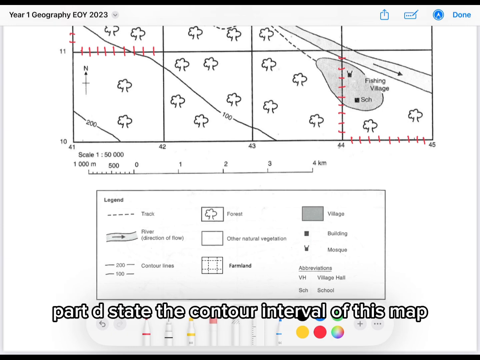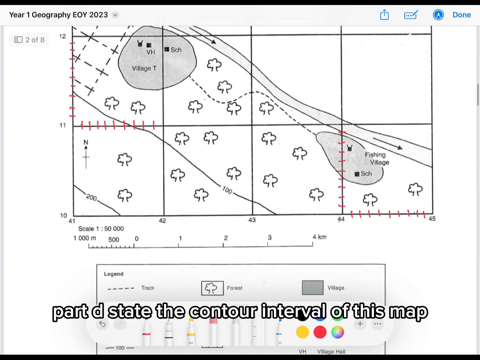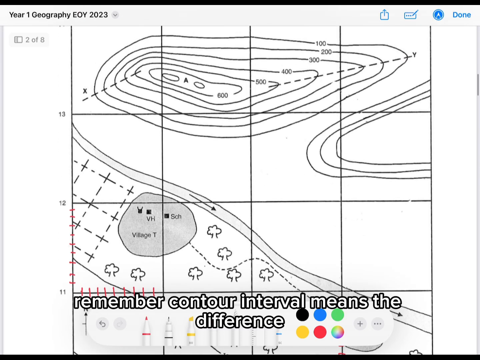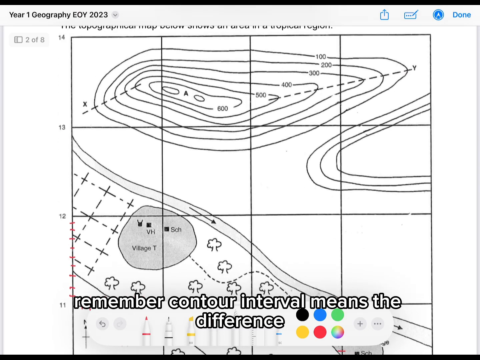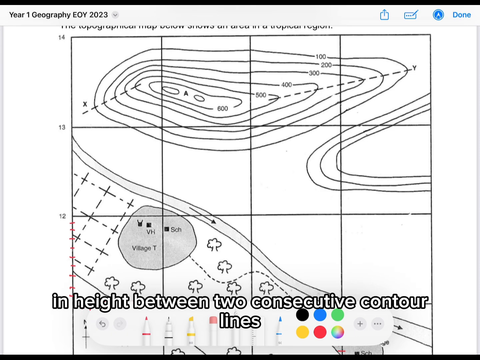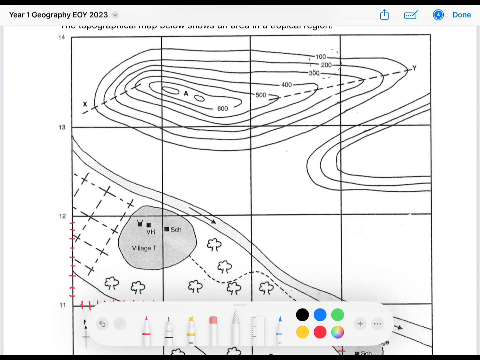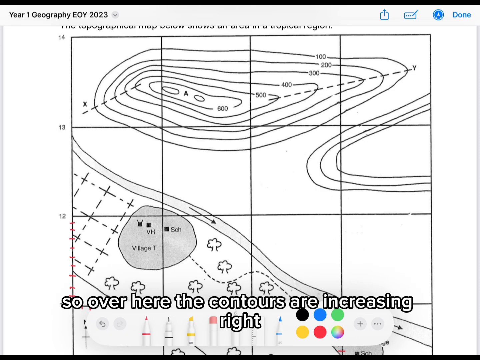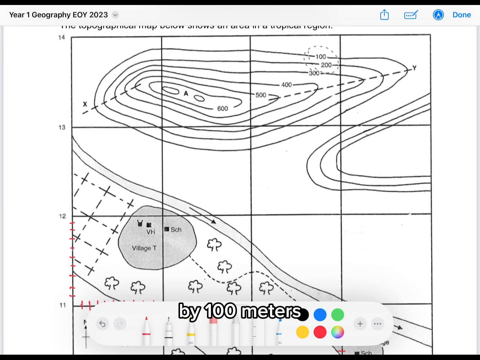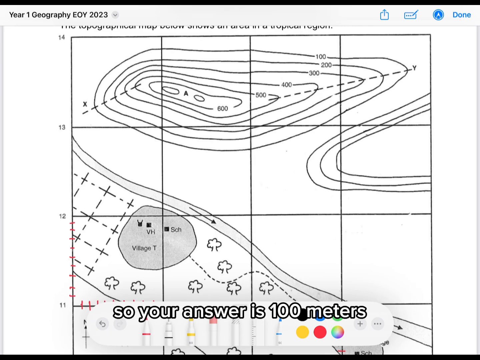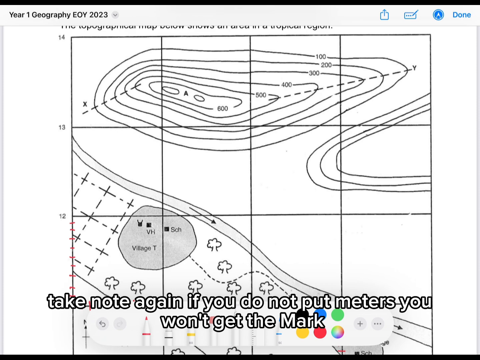Part D. State the contour interval of this map. Remember, contour interval means the difference in height between two consecutive contour lines. So over here, the contours are increasing by 100 meters. So your answer is 100 meters. Take note again, if you do not put meters, you won't get the mark.